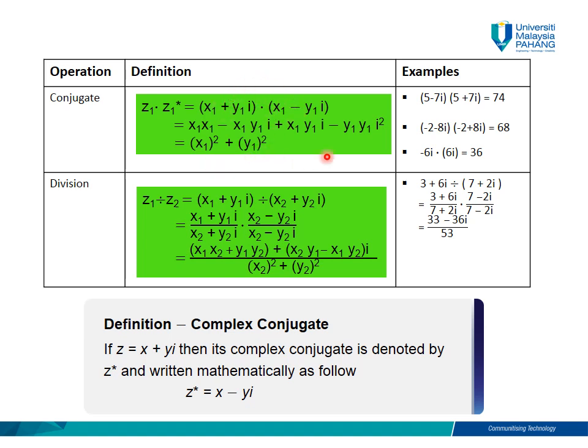And then you multiply it. Look at this example. So this is z1. So conjugate z1 is 5 plus 7i. So just change the sign for the imaginary part only.